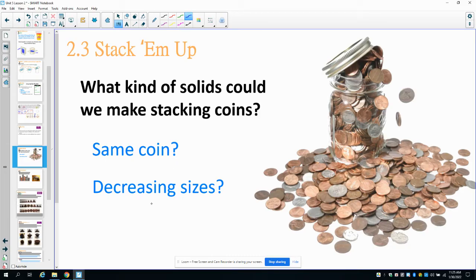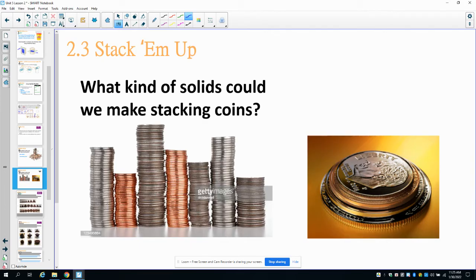What if you took them in decreasing sizes? So you started with a quarter, then you went to a nickel, then a dime, then a penny. What shape are you creating then? If you're having a hard time thinking about it, go grab those coins and do it.